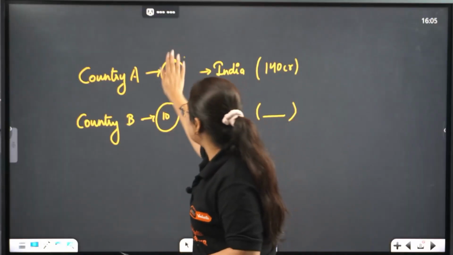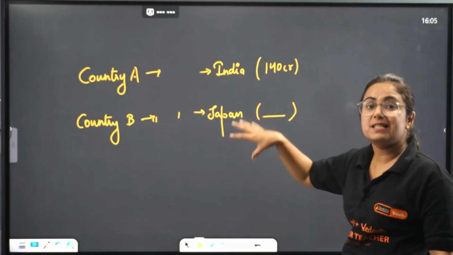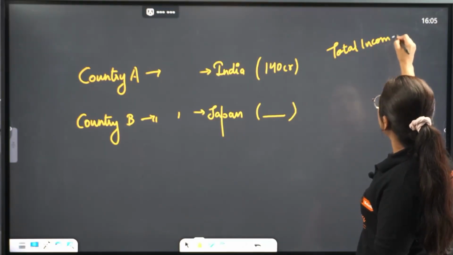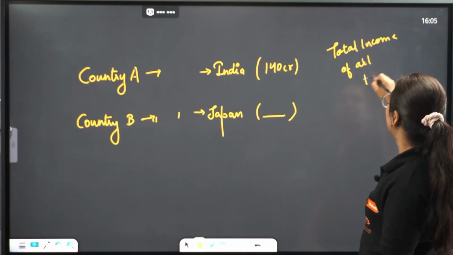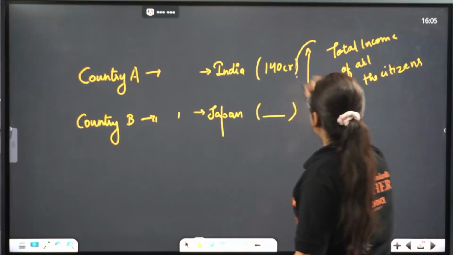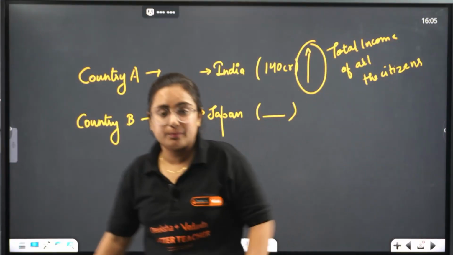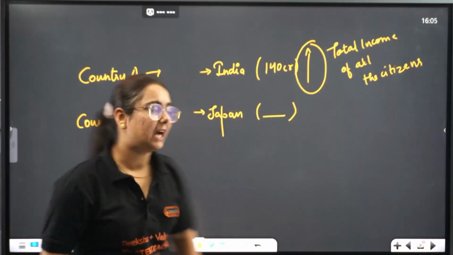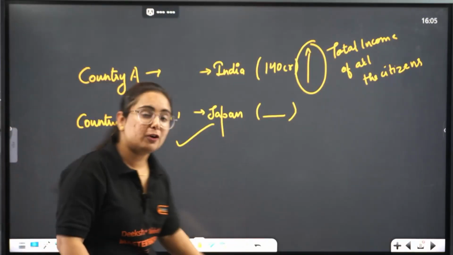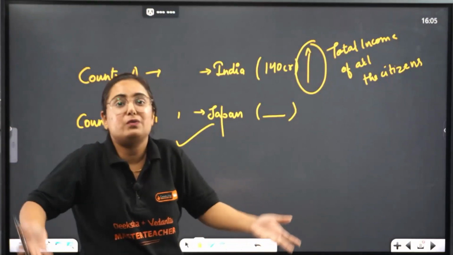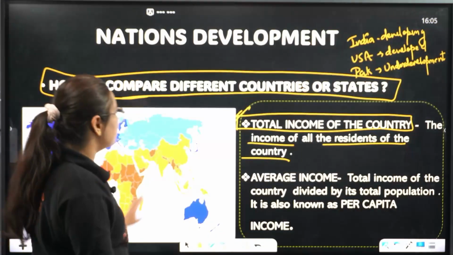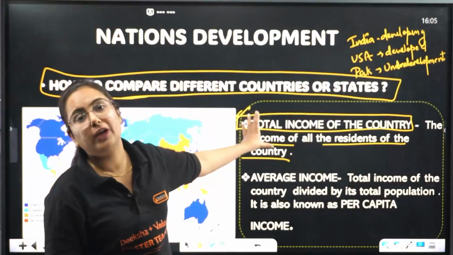Now, if we consider these two countries and compare them according to total income, the total income of all the citizens, as India has more citizens, don't you think that the income of India will be more? Exactly. But by this, can we prove that we are more developed than Japan? No, not at all, never. We can never prove that we are more developed than Japan, because we actually are not. So this system of comparing countries on the basis of total income failed here.